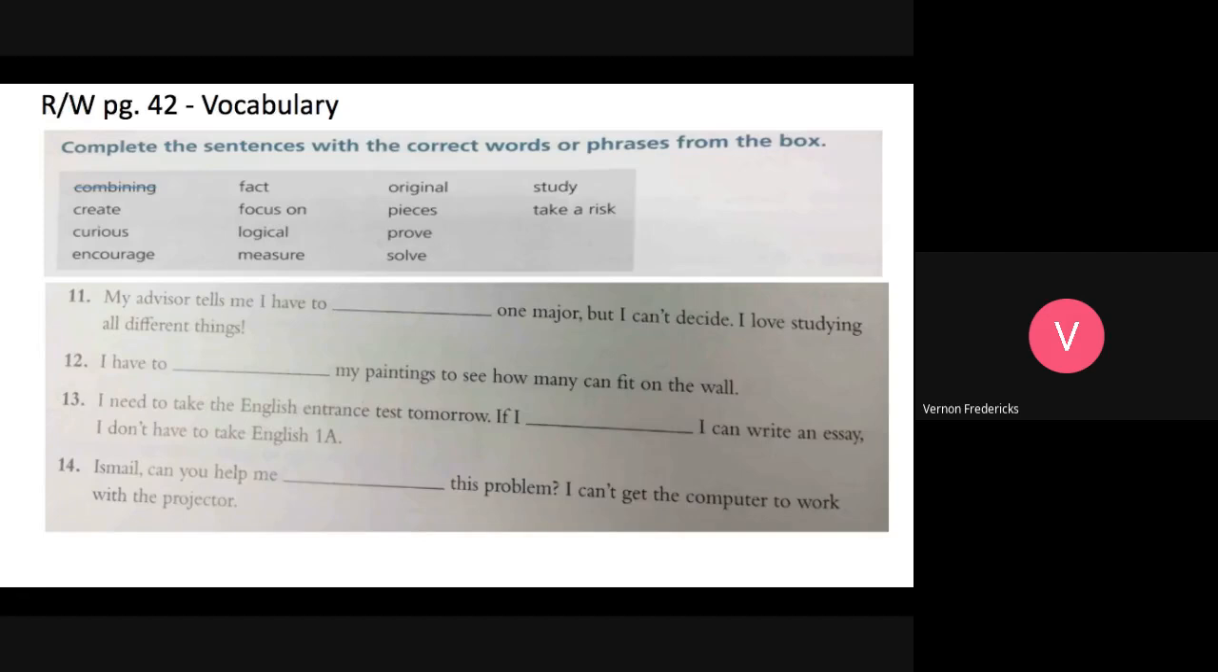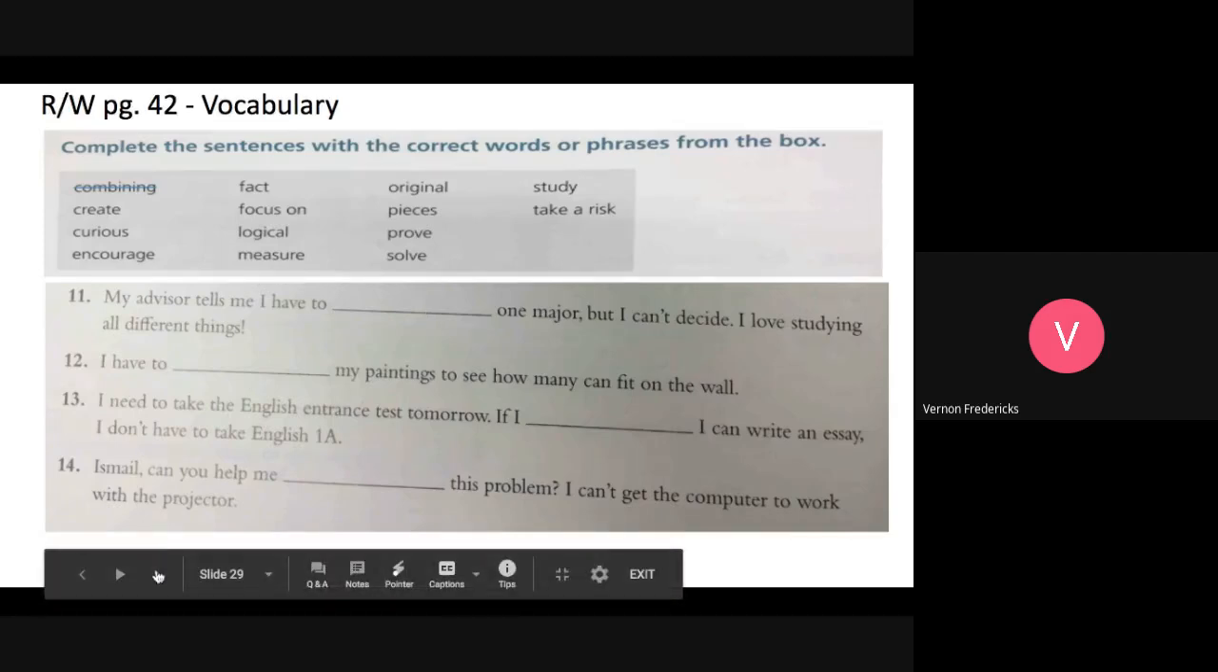Number 12, I have to measure my paintings to see how many can fit on the wall. I have to measure my paintings, yeah? Number 13, I need to take the English entrance test tomorrow. If I prove I can write an essay, I don't have to take English 1A. And the last one, Ishmael, can you help me solve this problem? I can't get the computer to work with the projector. Okay, so number 14 is solve. Okay. Continue, students.